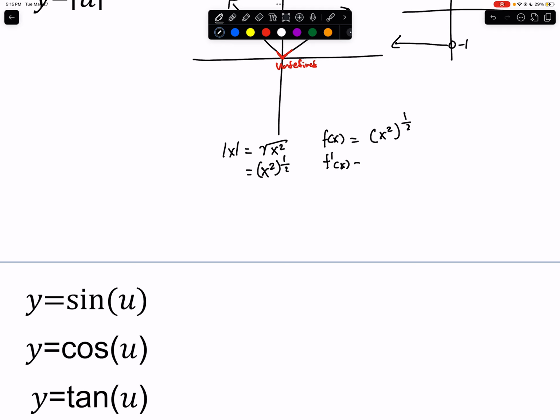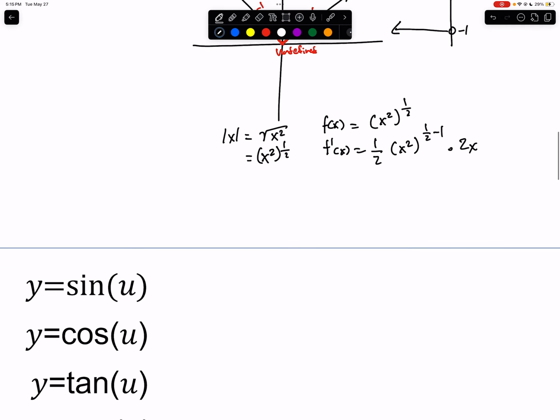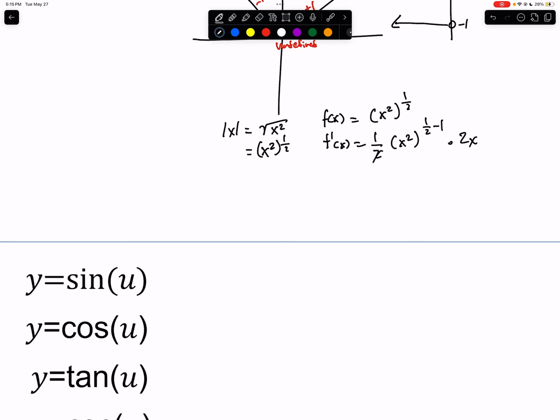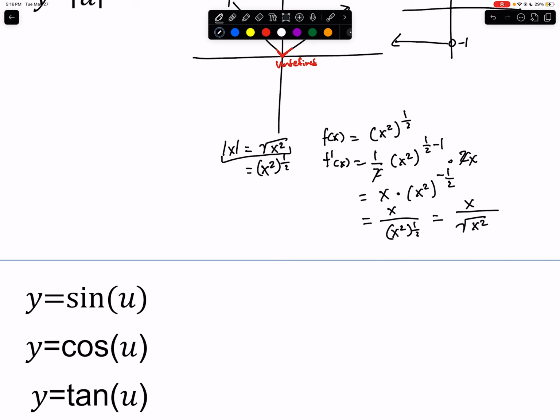we can then do power rule, right? f prime of x equals 1/2 times x squared to the 1/2 minus 1 times the derivative of the inside, which is just 2x. The 2's will cancel, and we get x times x squared to the negative 1/2. I'm going to put this in the denominator as x over x squared to the 1/2. This is the same as x over the square root of x squared. The square root of x squared is just the absolute value of x, so this will be x over the absolute value of x.